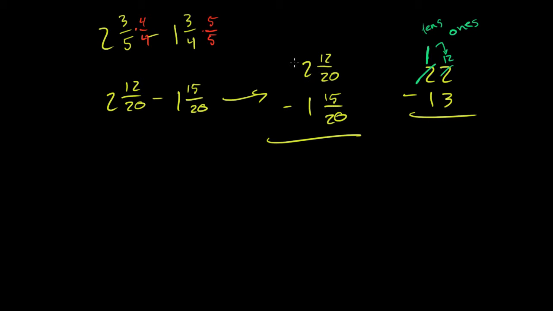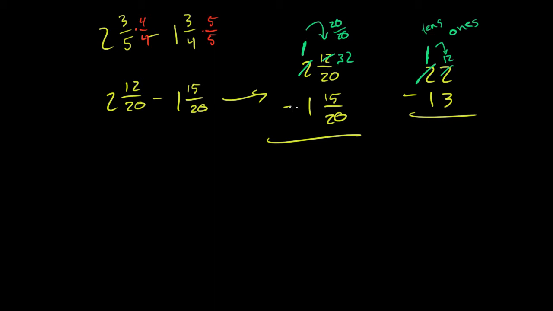If I try to borrow from this 2 and I take one of these whole numbers, it's not going to be worth 10 of these. One whole is equal to how many 20ths? Well, one whole is equal to 20 20ths. So in this case, when I borrow, I have to take one whole and turn it into the same quantity, but in 20ths. So one whole is 20 20ths. I get to add that in here. That makes this 12 plus 20, 32 20ths.